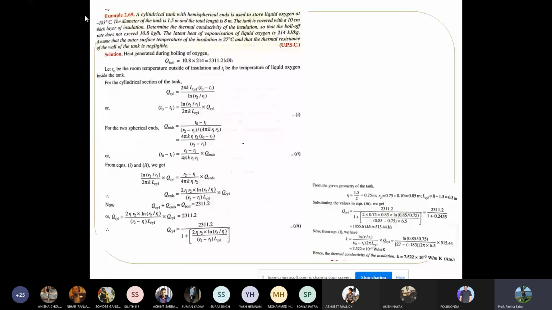Heat generated is given, right? 10.8 into 214, right? Because 10.8 is the boil-off rate, 10.8 kg per hour. So that is 2311.2 kilojoule per hour. You multiply this by the amount of total weight, right? To is the temperature outside the insulation and Ti is the temperature of liquid oxygen inside the tank.